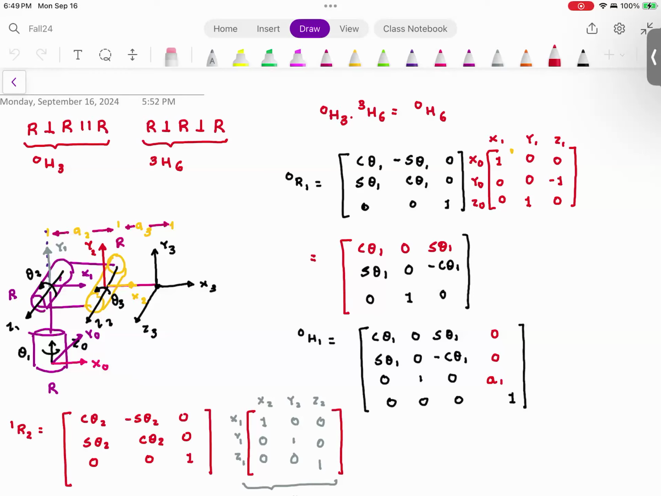Why are they not aligned? So what is your question? Y1 and Z0 are aligned. That's why in the projection matrix, you have Y1. Can you see that this entry is where Y1 is aligned with Z0?